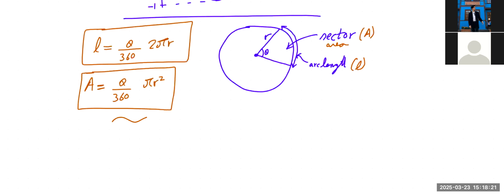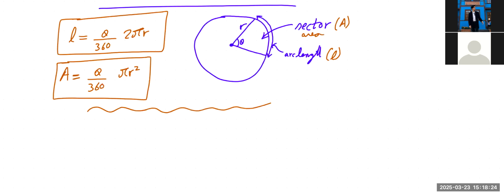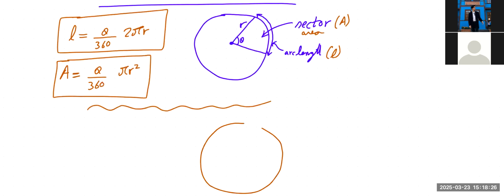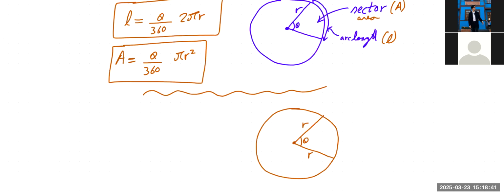The cool thing is that in radians, the formulas become so much easier. If your angle is in radians, or if you convert your angle to radians, because you can convert them, then the formulas become much easier. So the arc length would simply be r times theta. That's it. And I can show you a very simple reasoning for why. Think about it like this. The formula for arc length is this, right?